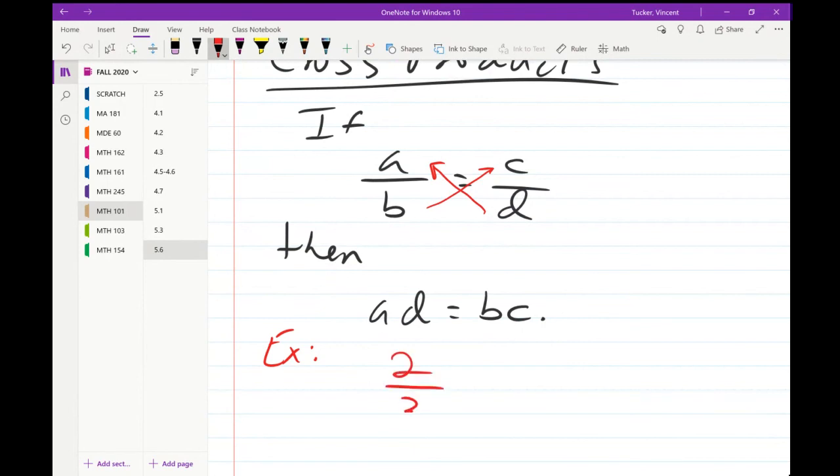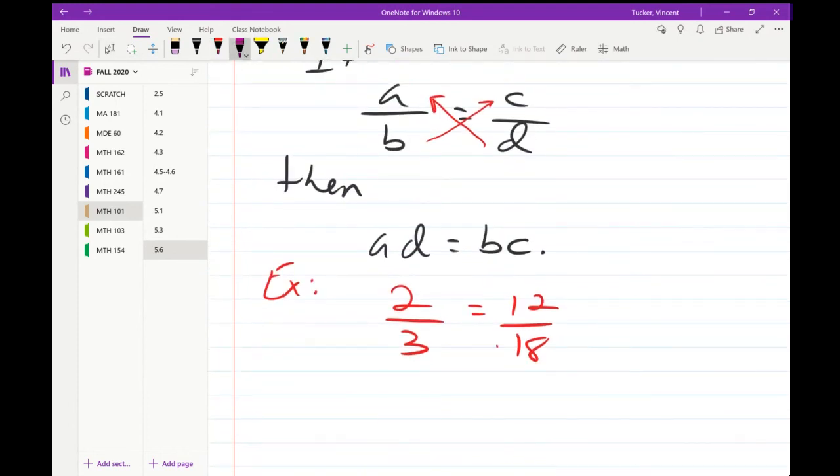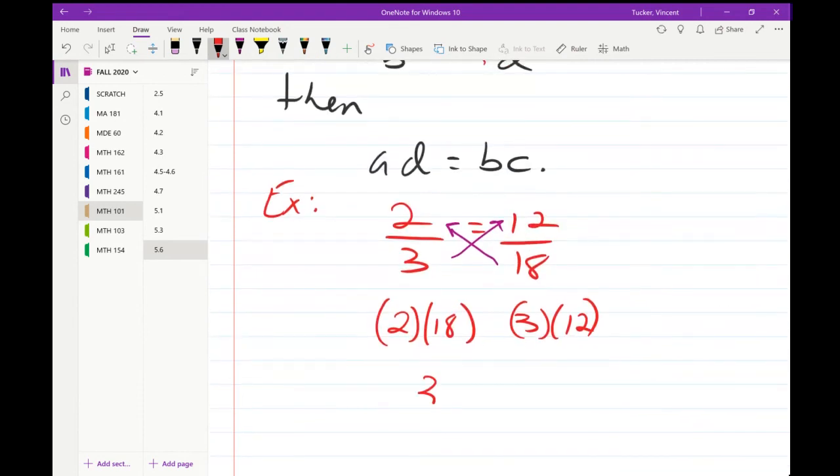So if I go back to 2 over 3 equal to 12 over 18 and apply the cross product, and you always take your denominators up to the opposite numerator. On the left, I will have 2 times 18. On the right, 3 times 12. And that would be 36 equal to 36, which lets me know I do have a proportion.